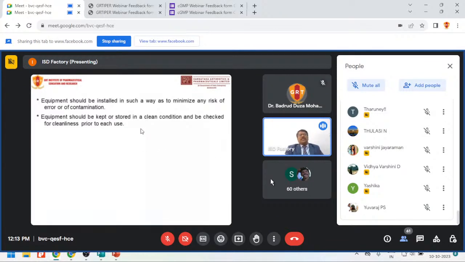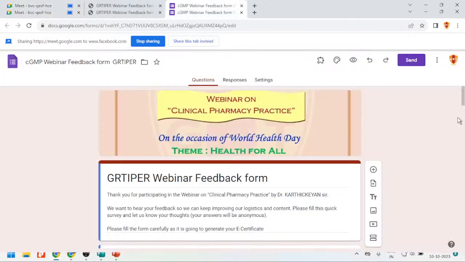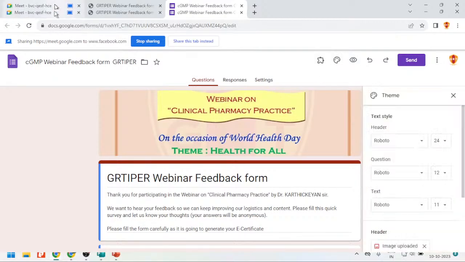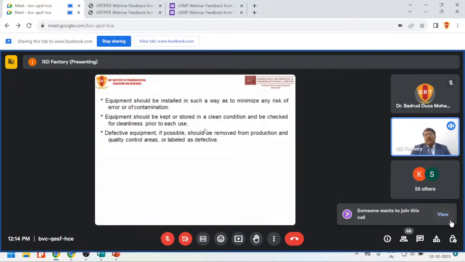Equipment should be installed in such a way as to minimize any risk, error or contamination. Equipment should be kept in a stored and clean condition and be checked for cleanliness. Every week we do preventive maintenance of the equipment, so we take care of defects. At the end of the week, one day we take up preventive maintenance. If any machine parts have to be changed, or there is any defect in the equipment, all of it is handled through this preventive maintenance job, to remove defects from production and quality control areas.